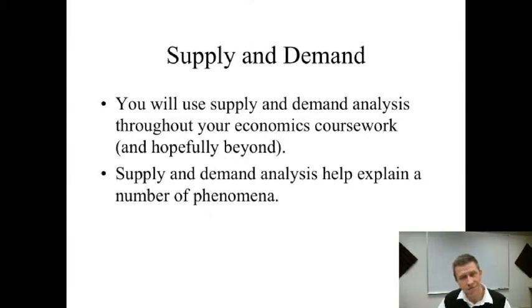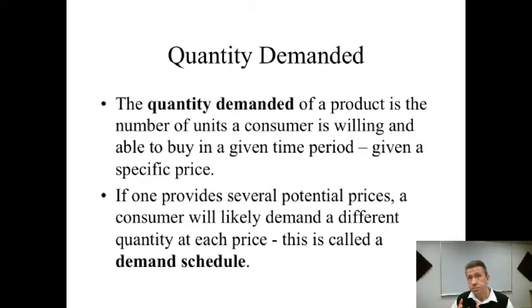But beyond that, demand and supply explain a number of phenomena. It's a really, really useful tool. Okay, so we have demand and supply. We're going to start looking at the demand side. So what do we mean by demand? Well, we start with what we call quantity demanded. It's the number of units a consumer's willing and able to buy in a set time period, given a specific price. So if you give a price, the consumer gives you a quantity demanded.